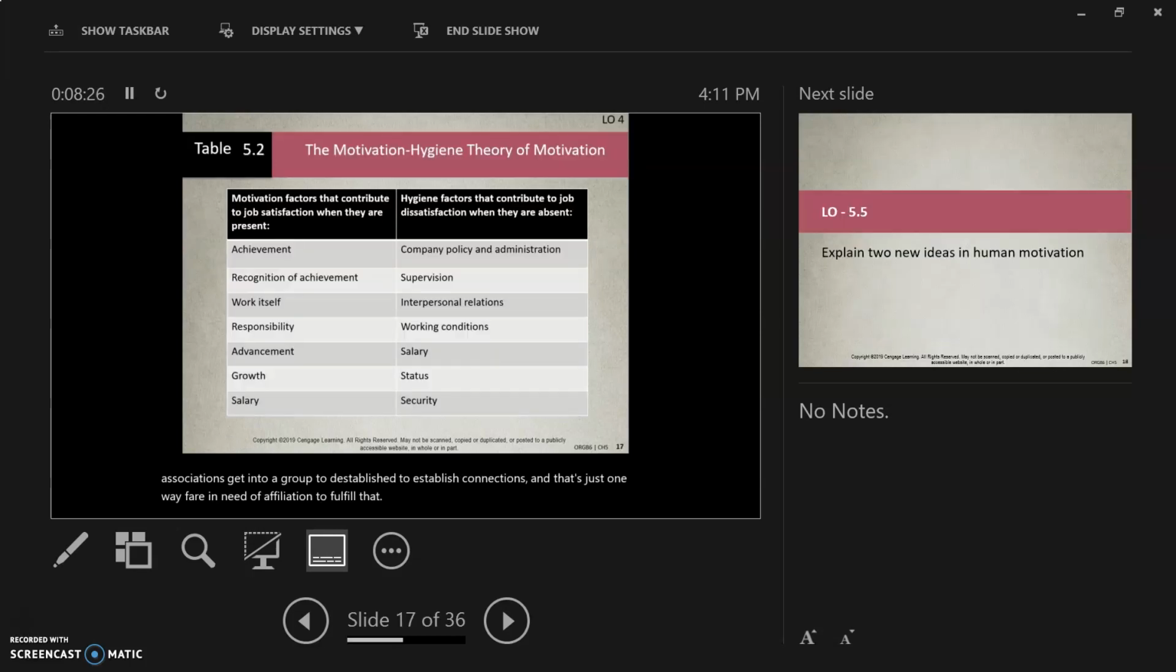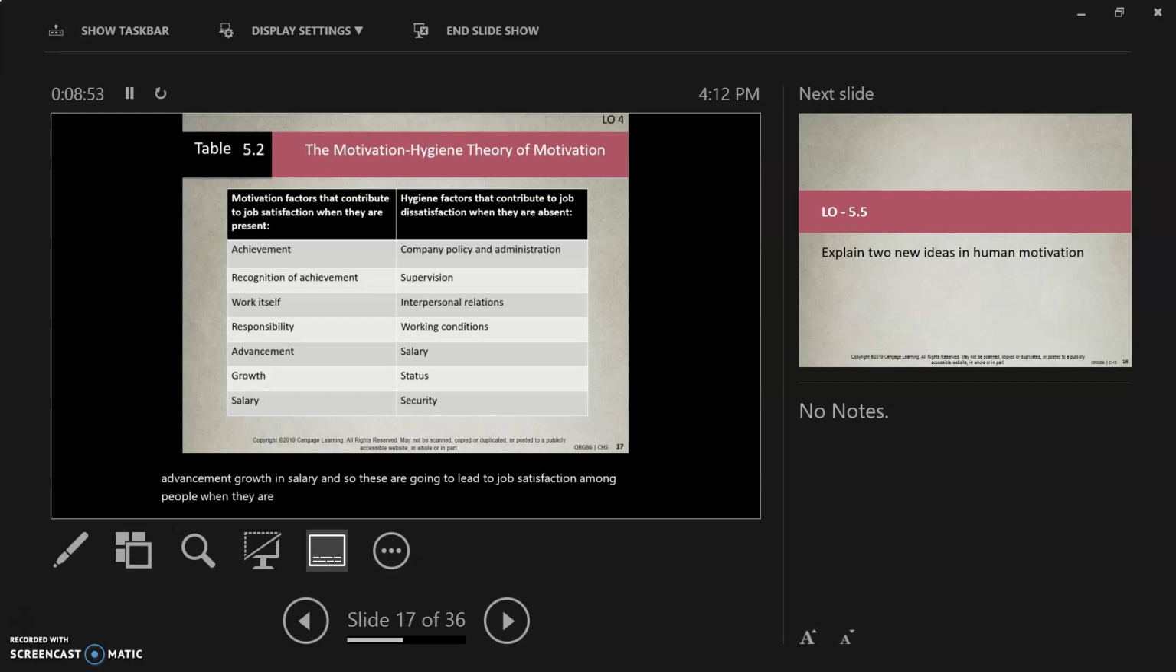All right, the two-factor theory of motivation just looks at the motivation factors and hygiene factors. So motivation factors that contribute to job satisfaction when they are present include achievement, recognition, the work itself, responsibility, advancement, growth, and salary. And so these are going to lead to job satisfaction among people when they are present.